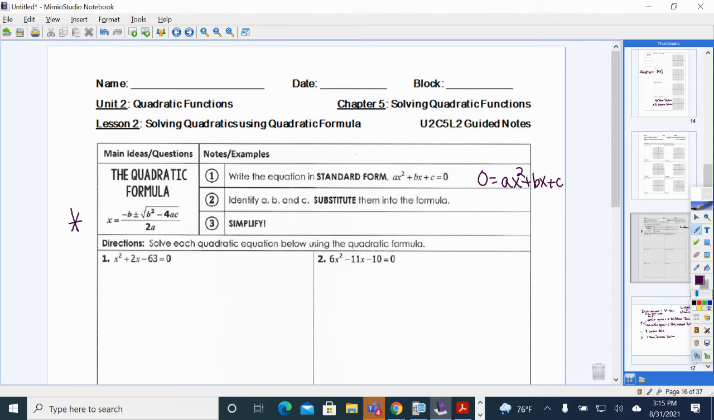Second step is going to be to identify the a, which is always the coefficient of the x squared, the b, which is always the coefficient on the x, and then the c, which is your constant, that plain number that doesn't have an x. We're going to substitute the a, the b, and the c into the formula, and then third step says to simplify.